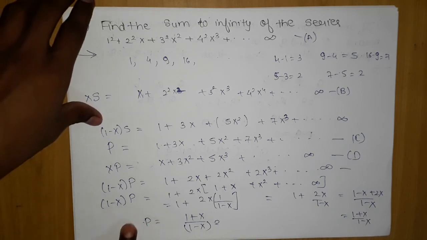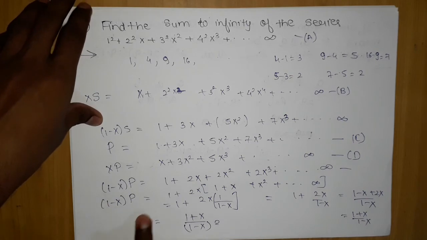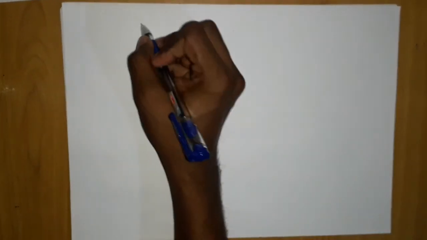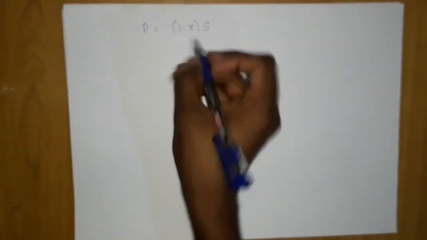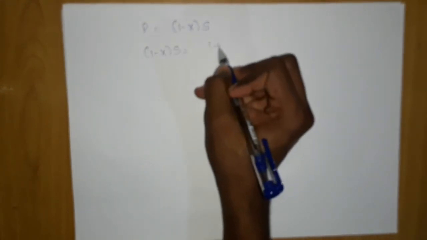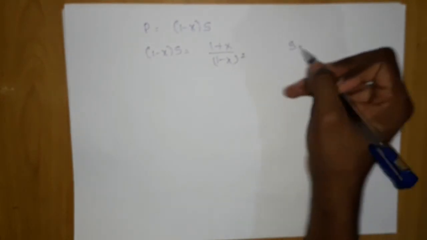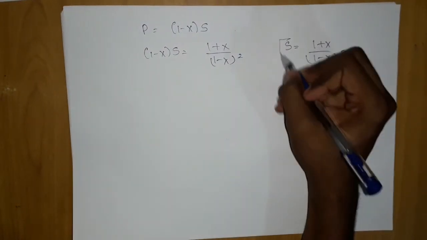Now what we can do is replace the P with the S. What was P? P was nothing but 1 minus x into S. If I replace this by this, 1 minus x into S is nothing but 1 plus x upon 1 minus x the whole square, which gives me S is equal to 1 plus x upon 1 minus x the whole cube. So I got my S.